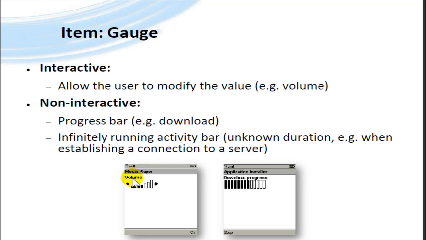Then the gauge is something like your volume control, or you could have bars like that. If it is interactive, that means a user can change, for example, the volume. If it's non-interactive, like a progress bar, it's not in your control, and according to the process that is going on, the progress bar moves, like downloading or connection with the server or something like that.